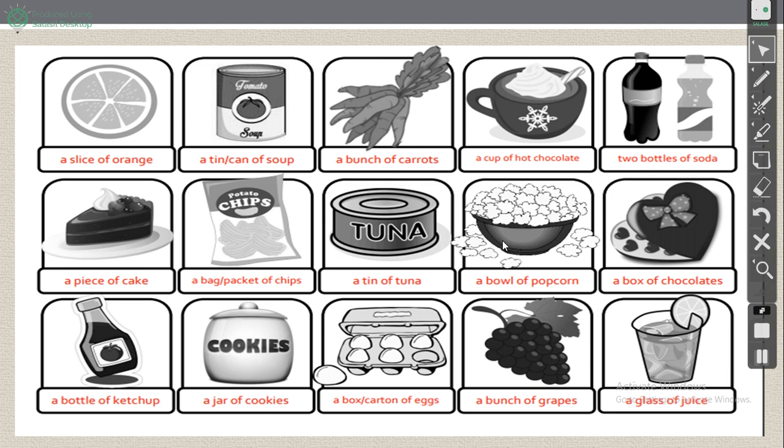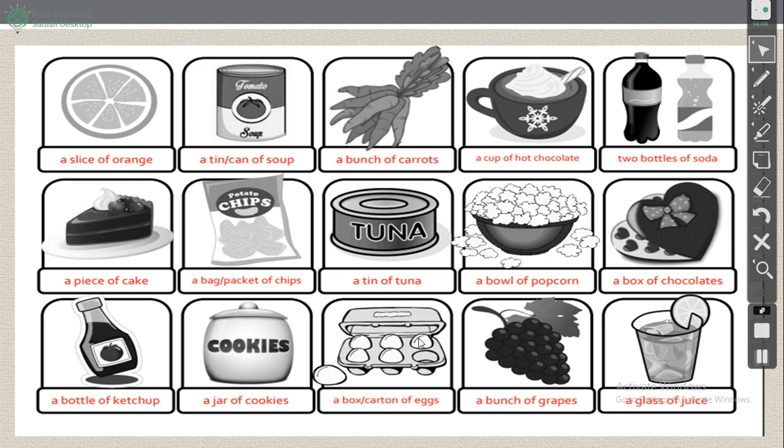And here we have a bowl. Okay, زبدية أو a bowl of popcorn. This is bowl. Okay. And we have here a box. صندوق. A box of chocolates. A box. This is box. And we can use a bar of chocolate, right? And here we have bottle. Again, like here, a bottle of ketchup. Okay. A bottle. And here we have jar. This is jar. A jar of cookies.